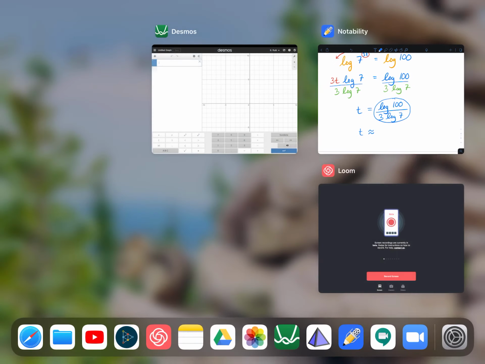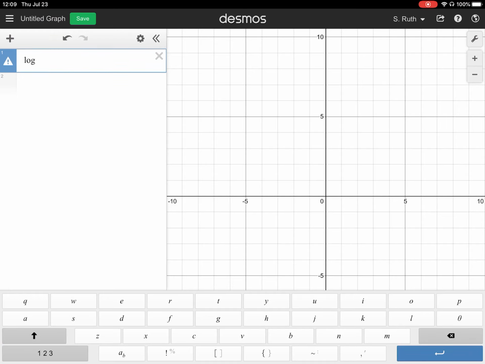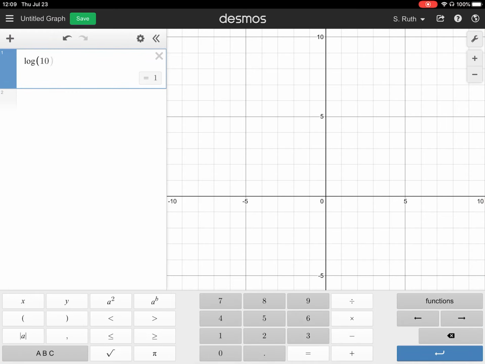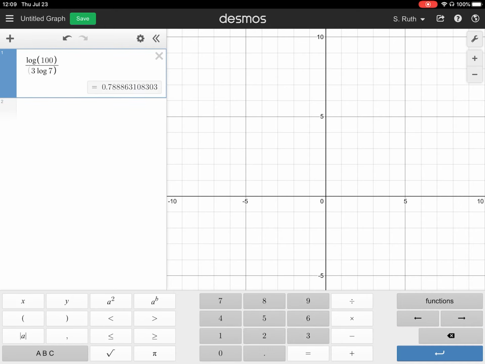So in Desmos, I'm going to switch over and type log of 100 divided by 3 log of 7. And you can surely type this in on your calculator too. My only little tip for your calculator is to be careful with parentheses. So in Desmos, you can tell that it correctly divided by both 3 and log of 7. If you're on a scientific calculator, you'll likely need to use parentheses for that whole denominator piece.